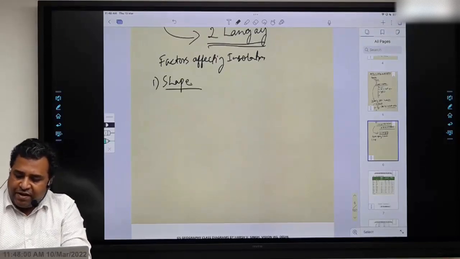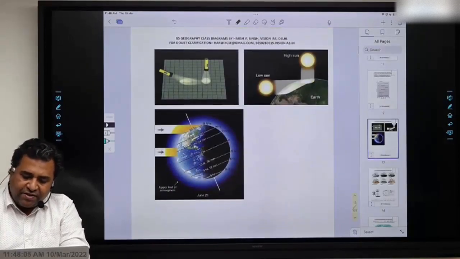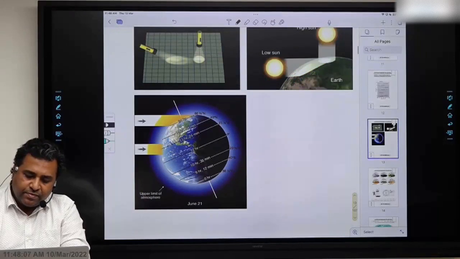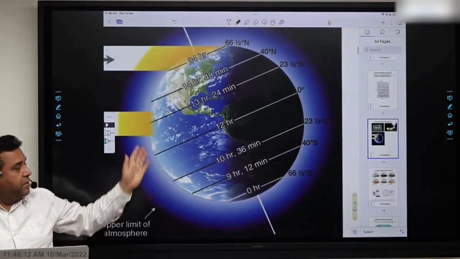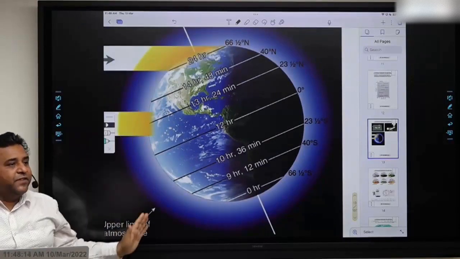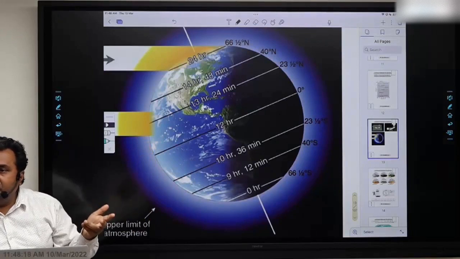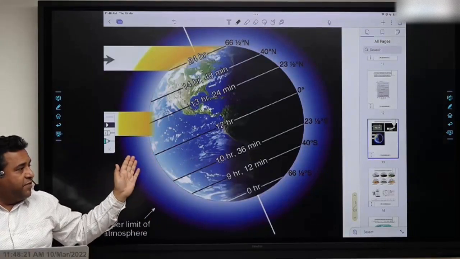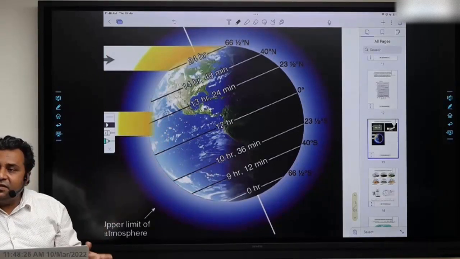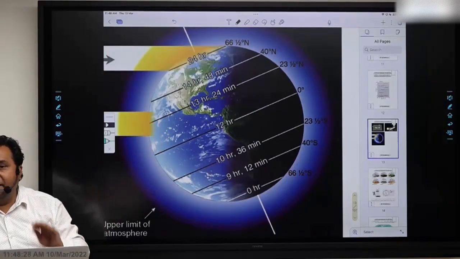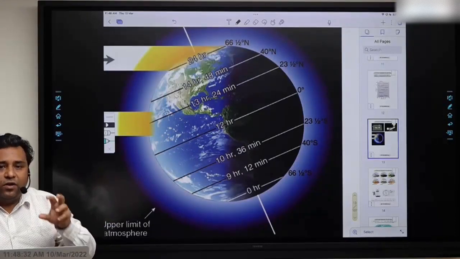How does the shape affect? That is what we saw just now. The shape affects the insolation something like this. Had the earth been a flat surface, everywhere the insolation would have been the same. But just because the earth's surface is round and spherical, every region gets a different amount of sunlight depending on the angle at which the sunlight is falling at that place.